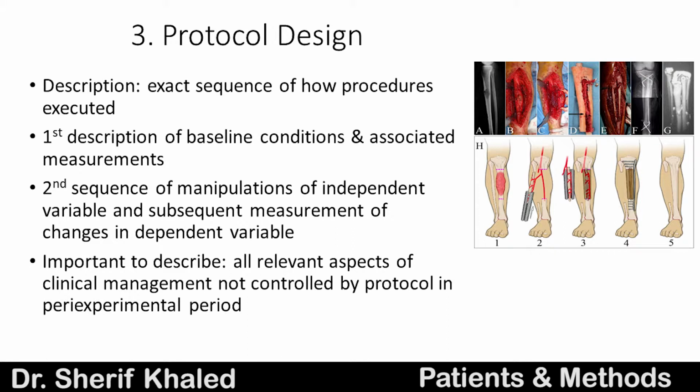First, you describe the baseline conditions of the patients and also the associated baseline measurements you have for your patients before starting. Second, the sequence of manipulation of independent variables, which are the patients, and subsequent measurements of changes in the dependent variables. So you get the population, you do your study, and then you measure the outcome, and here you mention all this.